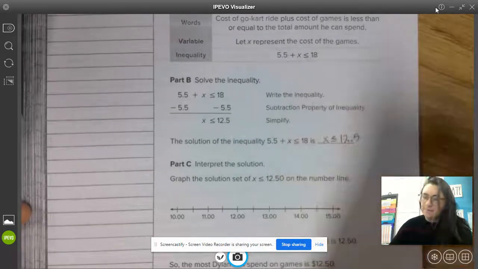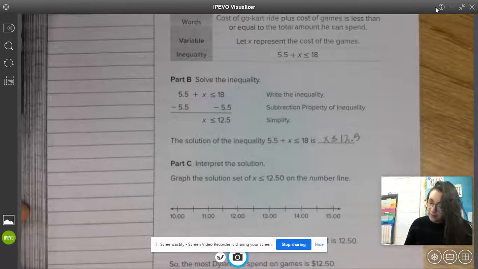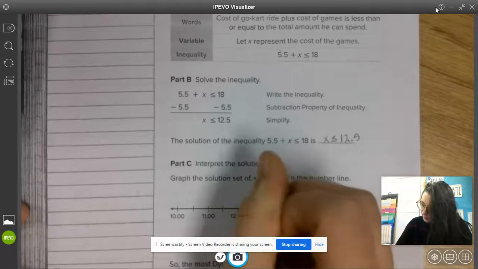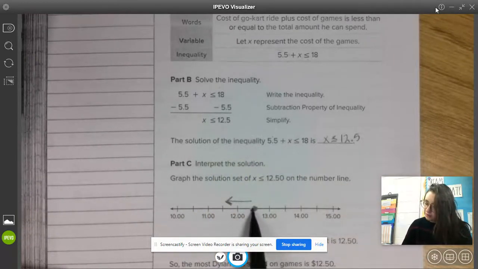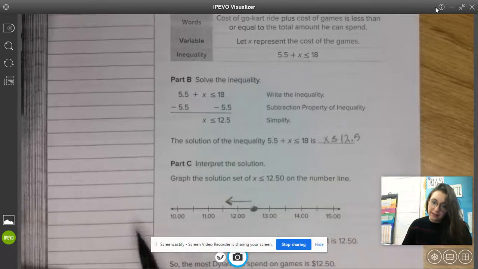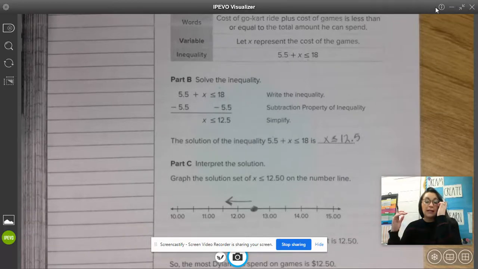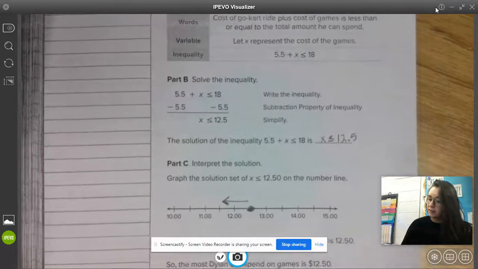But what does that mean? What does that actually mean? That means, if I put it on the number line, it's a closed circle to the left. That means he has $12.50 or less to spend on games. The maximum amount of money he can spend on games is $12.50. Okay, so let's go to the next page and we're going to complete the checkpoint.